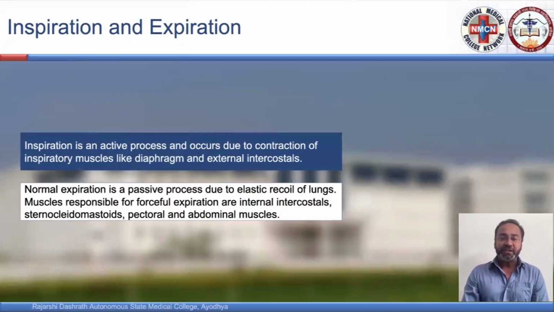Now, inspiration is an active process which happens due to the contraction of inspiratory muscles, which are mainly diaphragm and external intercostal muscles. Normal expiration is a passive process which happens because of relaxation of these muscles. It happens due to the elastic recoil of lungs. Muscles responsible for forceful expiration are internal intercostal muscles, sternocleidomastoids, pectoralis muscles, and abdominal muscles.